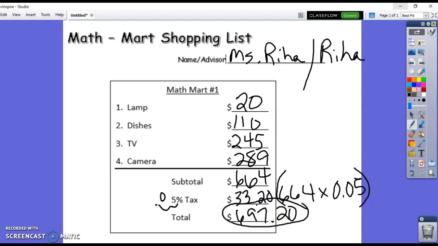So what I would like you to do is you have 6 kind of shopping lists on your worksheet. I want you to go ahead and do the rest of your shopping lists and get those figured out, how much those would cost. All right, good job, you guys.